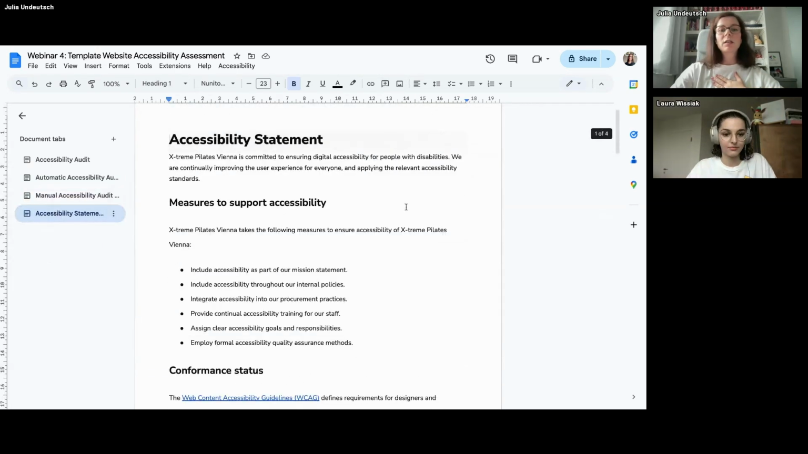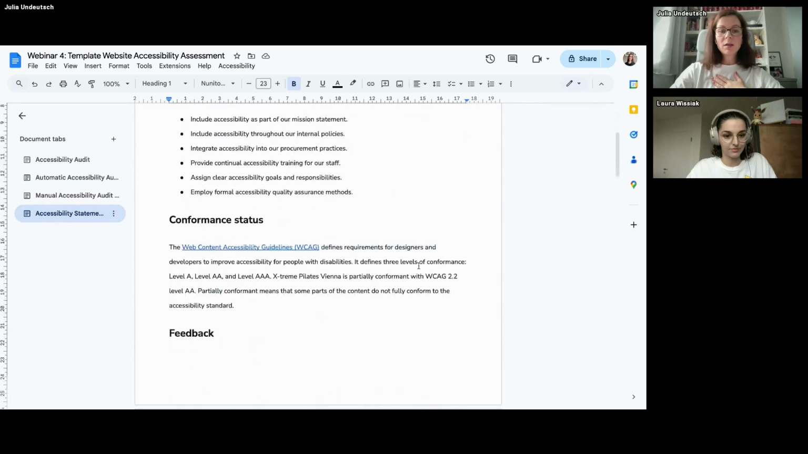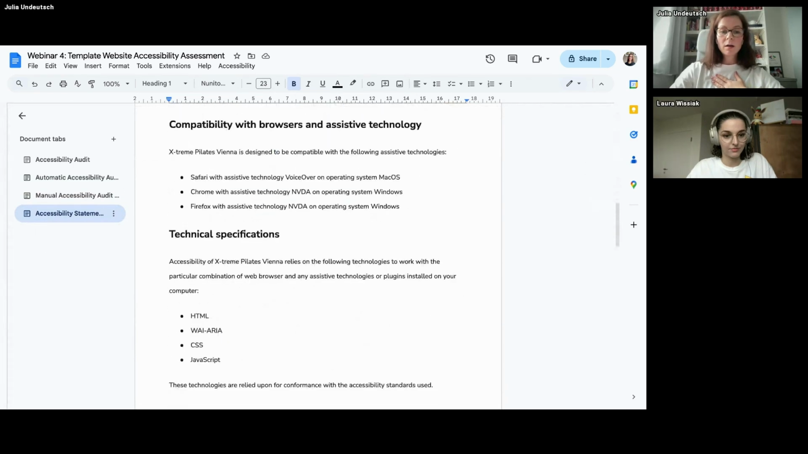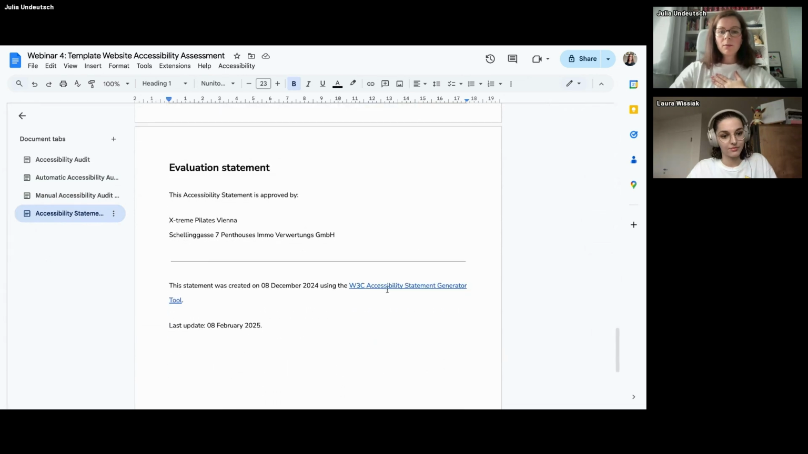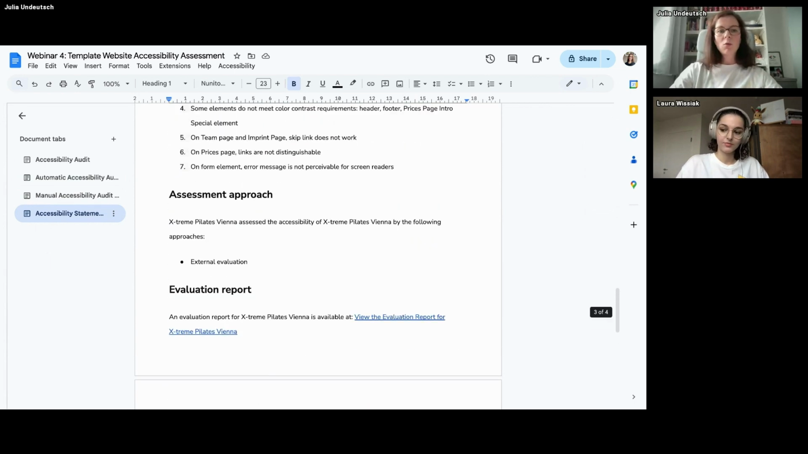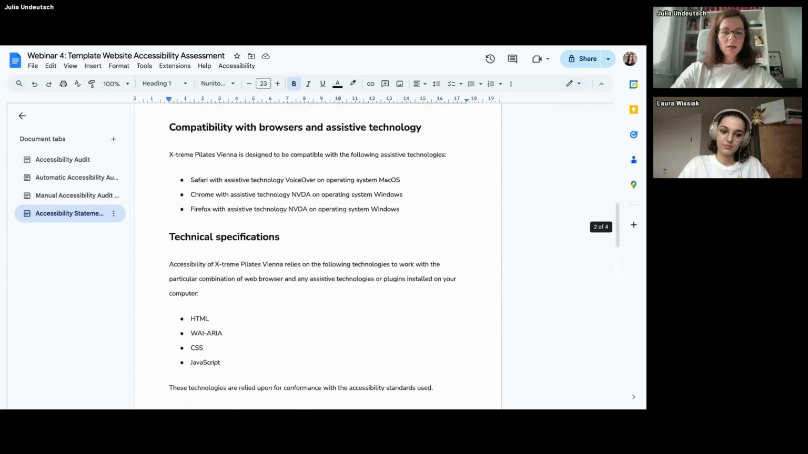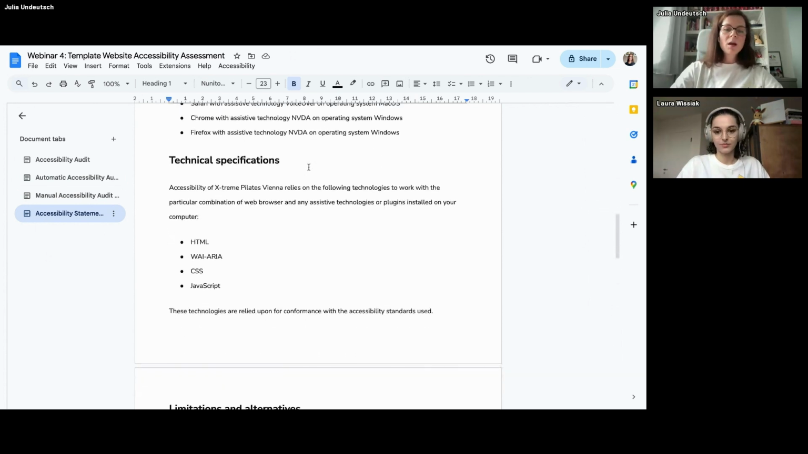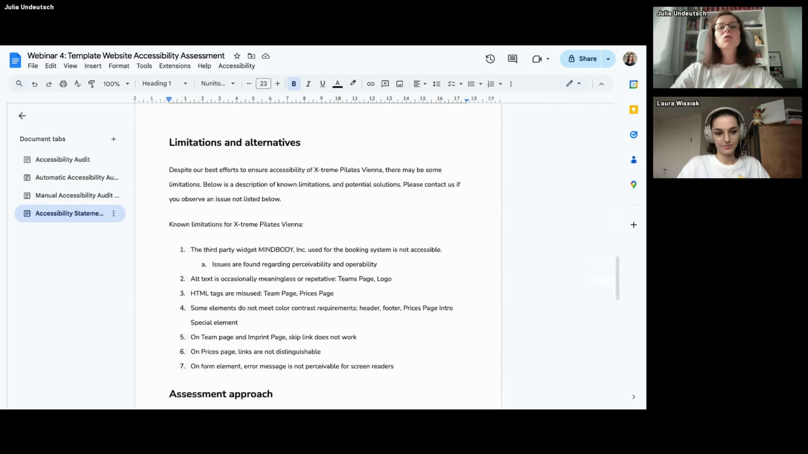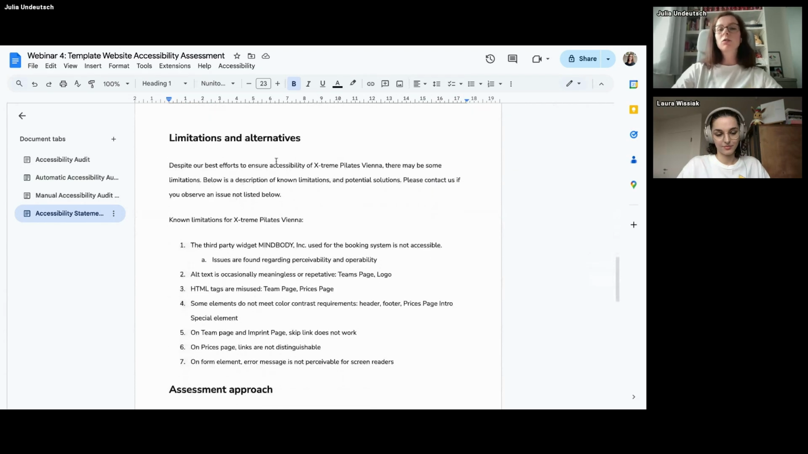Last, I also shared the accessibility statement, which can be created by everyone, going to the W3C accessibility statement generator tool, which actually gives you a lot of the information I also am using here. The important thing is that you write how you have tested it, the process and the assistive technology. I would even suggest to write down the version of each of it. And also what's important is what the limitations and alternatives are.